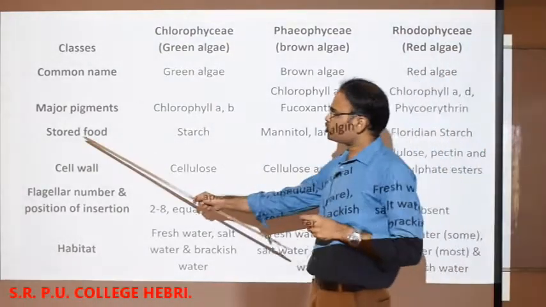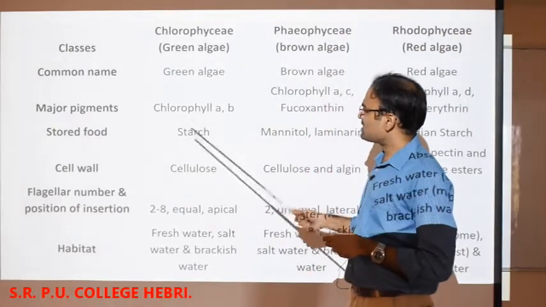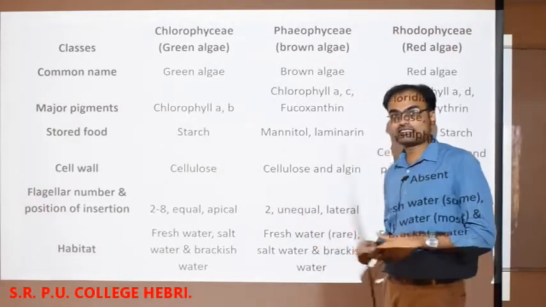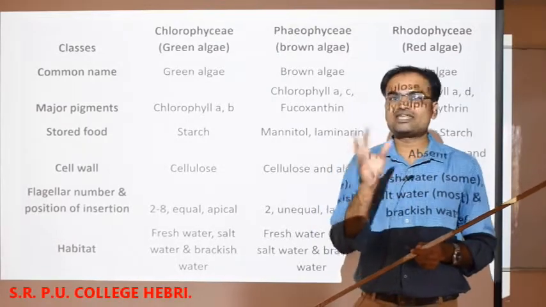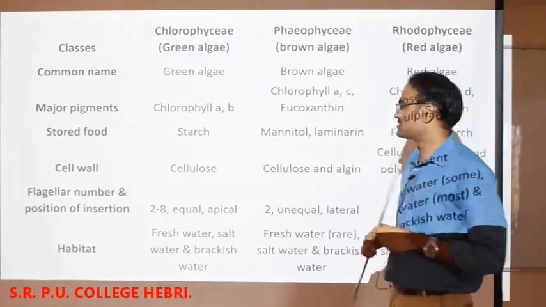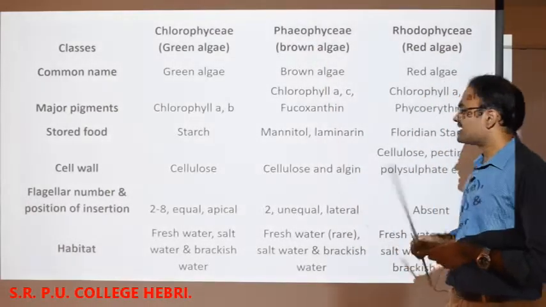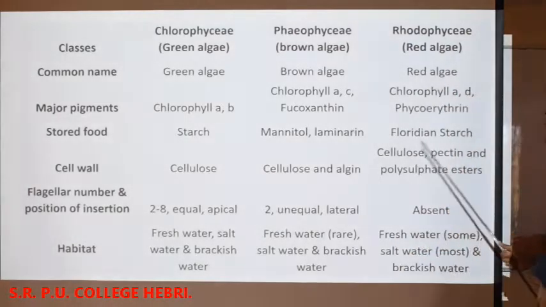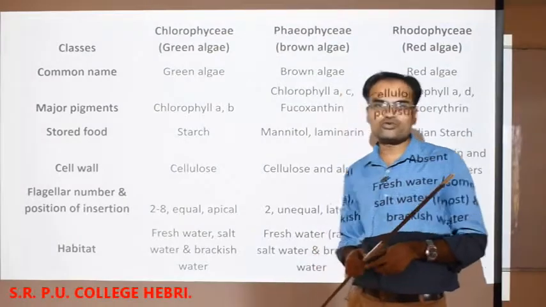Next one, the stored food that is present. The stored food in case of Chlorophyceae is starch. That starch is commonly present in special storage bodies called pyrenoids. In case of Phaeophyceae, the stored food is called mannitol or laminarin. In case of Rhodophyceae, it is Floridean starch. The names of the stored food you have to remember.